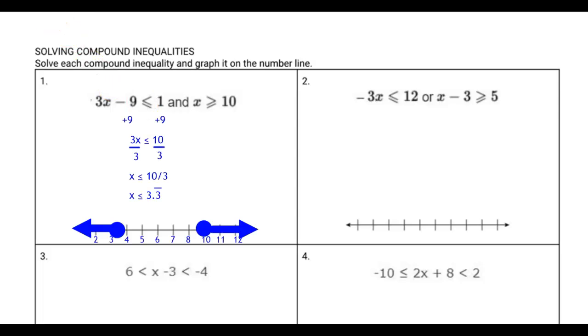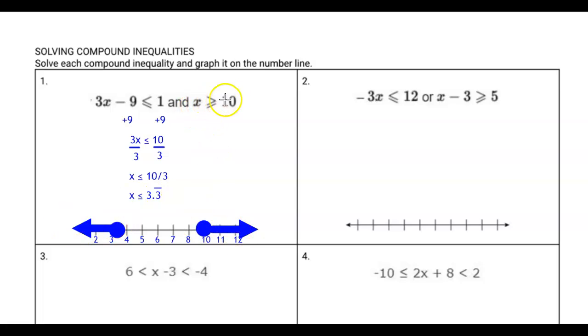All right, for that first one, we added 9 to both sides to try to isolate that variable x, and then we divided by 3 on both sides. We're using inverse operations to try to get x by itself. So x is less than or equal to 10/3, which is x is less than or equal to 3.3 repeating. There's no line for that on the number line, so I just put it in between 3 and 4. It's a filled in circle because of the equal sign here, and x is less than, so we're going to be shading to the left.